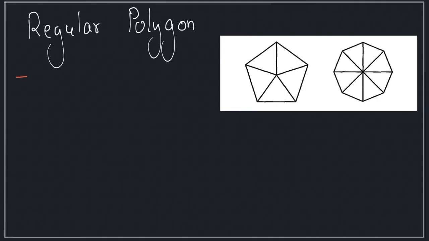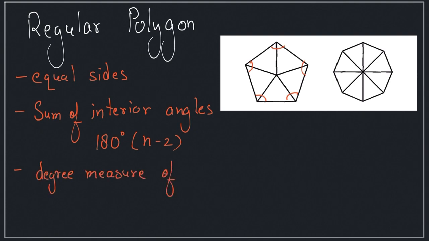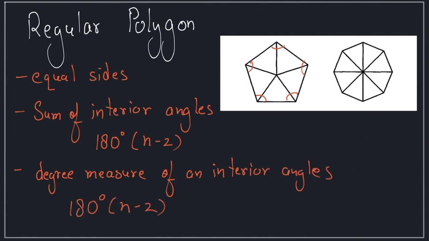Let's talk about polygons. All sides of a regular polygon are equal. You can find the sum of all the interior angles of a polygon by using 180 times (n minus 2), where n is the number of sides of the polygon. Degree measure of each interior angle can be found by using the sum of all the interior angles divided by the number of sides. That is 180 times (n minus 2) divided by n, where n is the number of sides.